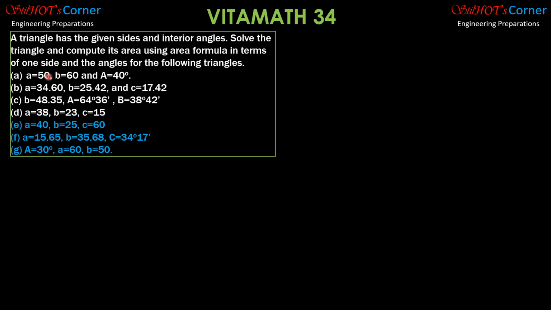So for part A, side a is 50 and angle A is 40 degrees. This is acute. And the next side is 60 and it's just 10 units greater than a. So we expect that angle B is also an acute angle, but it is more than 40 degrees. So a big possibility is c is the longest side. So we are safe to use the law of sines in this case.